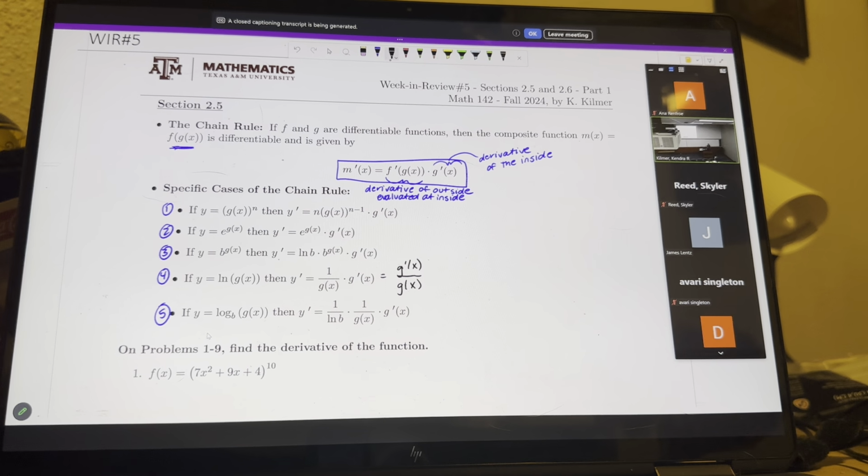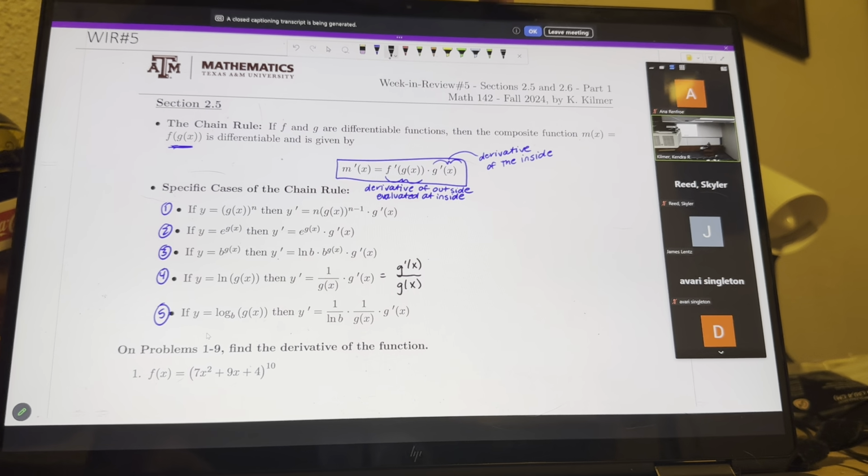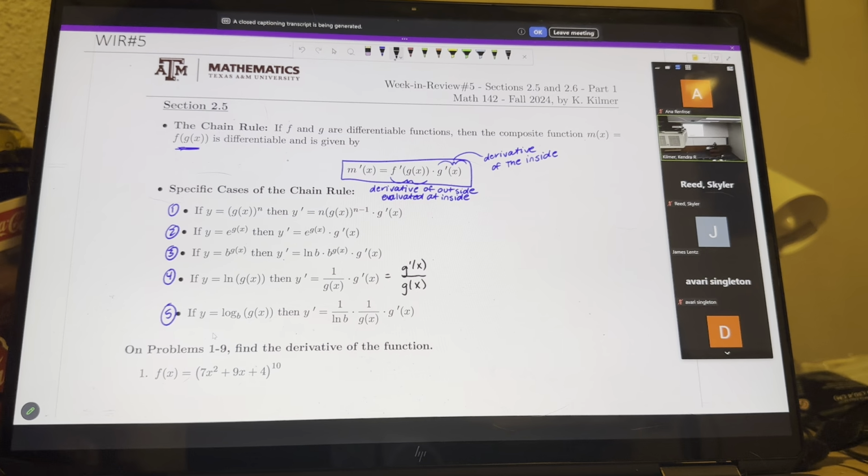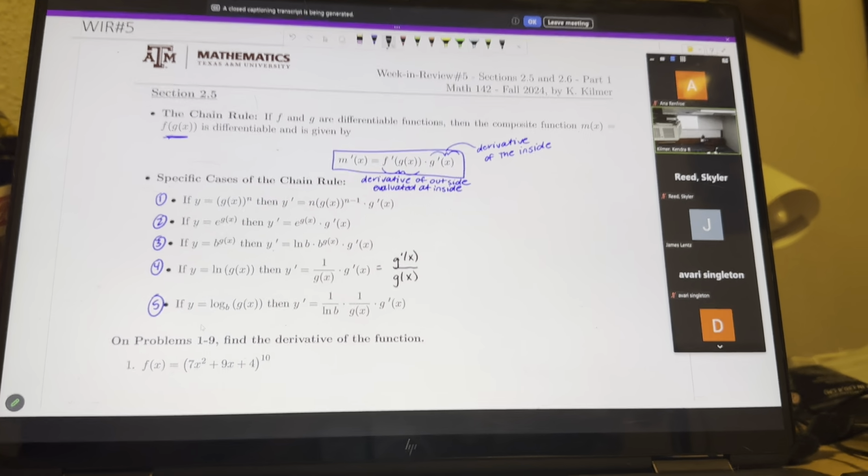And then the last one, the derivative of log base b of g of x. We know the derivative of log base b of x is just 1 over the natural log of b times 1 over x. We are dealing with a composite function of x instead of just x, so that would be 1 over the natural log of b times 1 over g of x times the derivative of the inside, g prime of x. Okay, so some people can look at that box at the top, and that's all they need to be able to use the chain rule. Some people like to remember these specific cases.